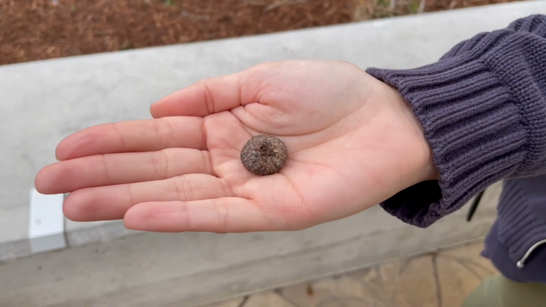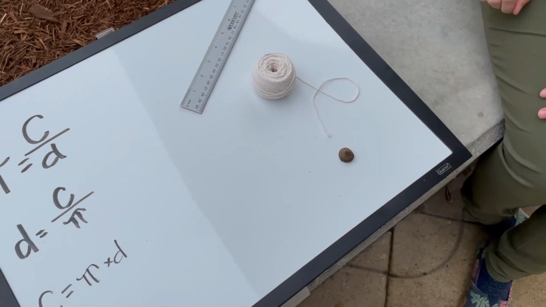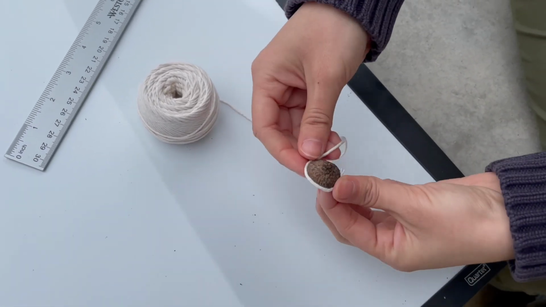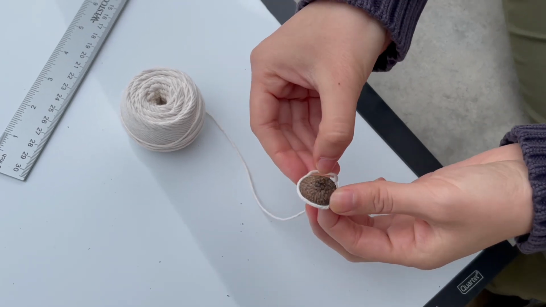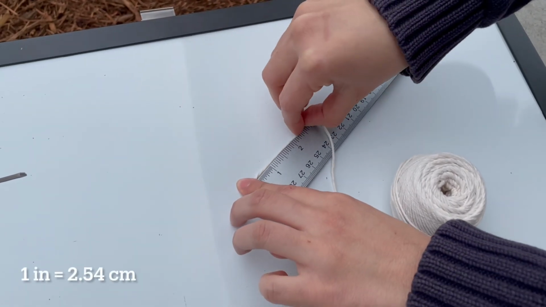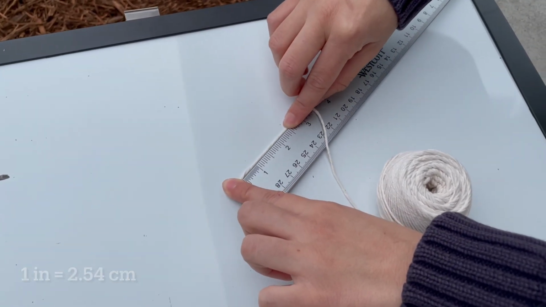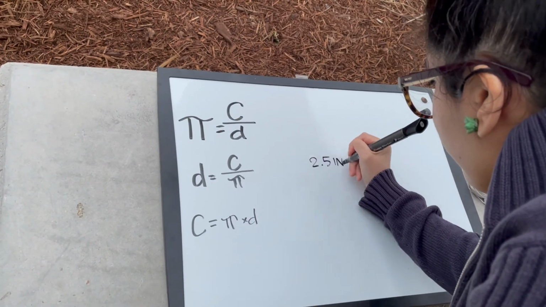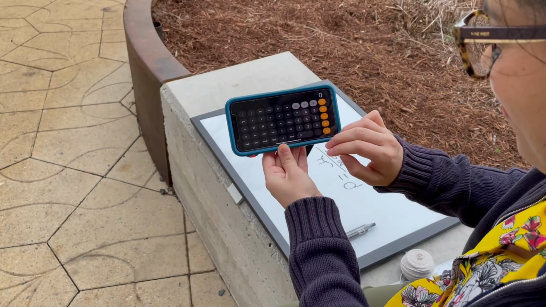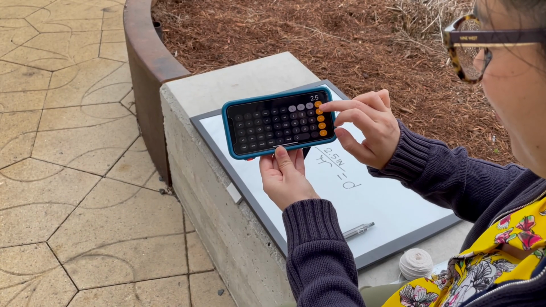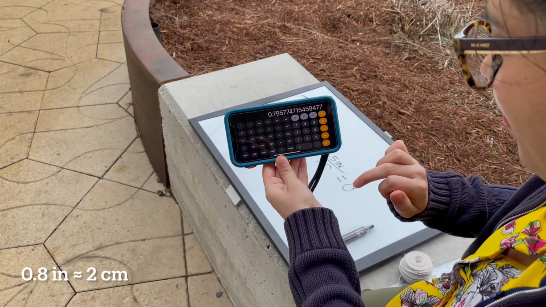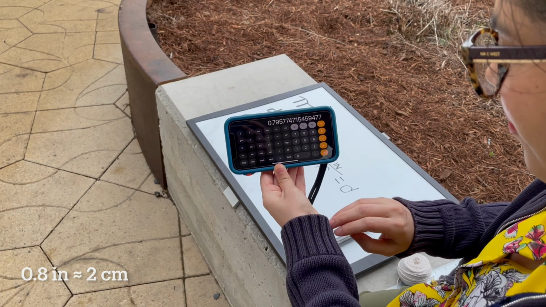First, we found the cap of an acorn, also known as a cupule. Let's measure its circumference and calculate its diameter using pi. First, we're using the string to figure out how long the outside edge of the cupule is. And as you'll see here, it's about 2.5 inches in circumference. We'll use this information to fill out our equation to find the diameter of the cupule. When we divide the circumference 2.5 inches by pi 3.14, we find that the diameter of this acorn cupule rounds up to 0.8 inches or 2 centimeters.